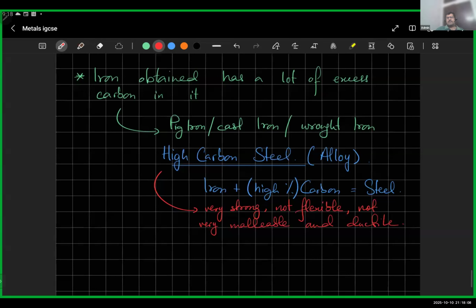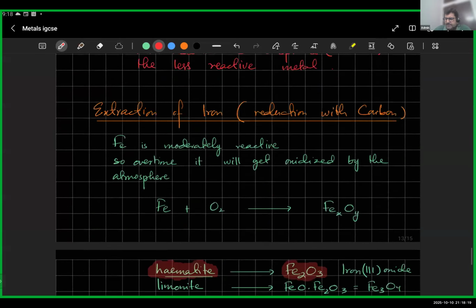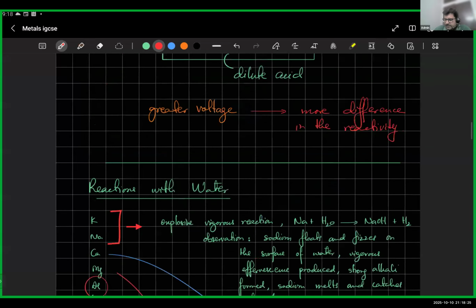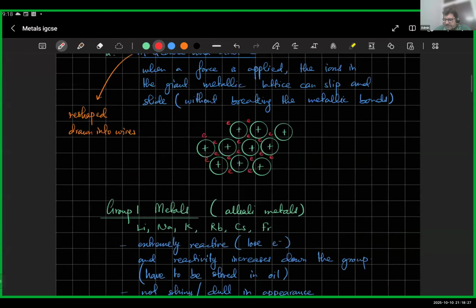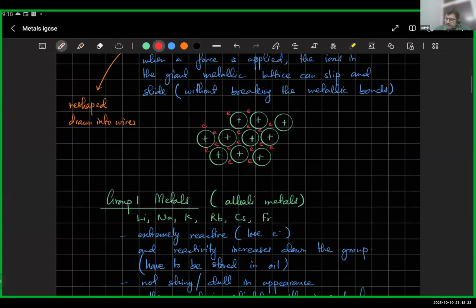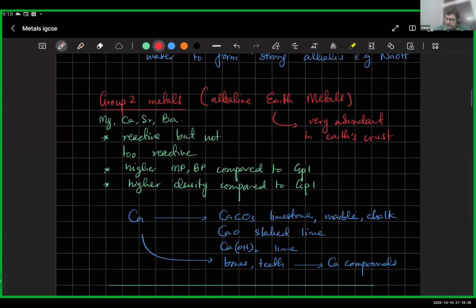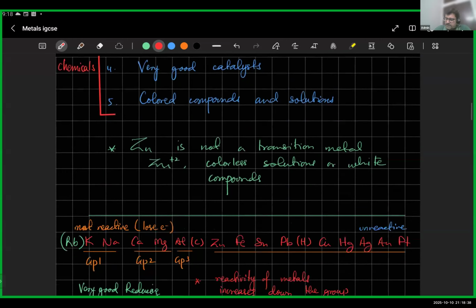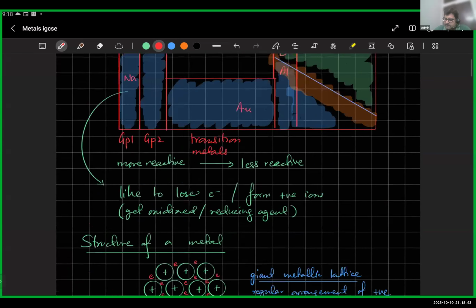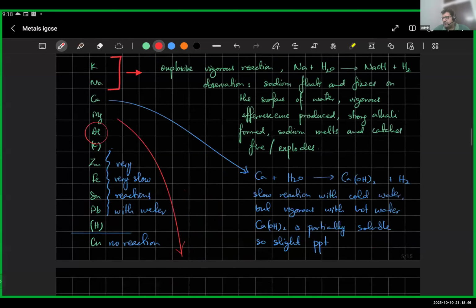You did alloys before: you get a very irregular structure because of different sized atoms, because it's a mixture, and the ions cannot slip and slide. If we look back to when we started off with metals, right at the beginning, we did alloys, so let's revise that. Where did alloys go? Structure of a metal. I think we did malleable and ductile. I'm just going to explain alloys once more.